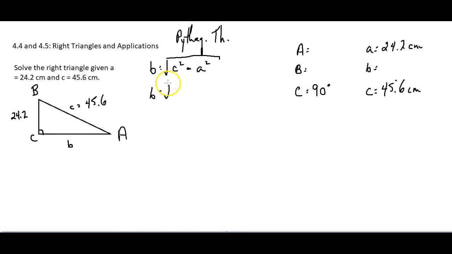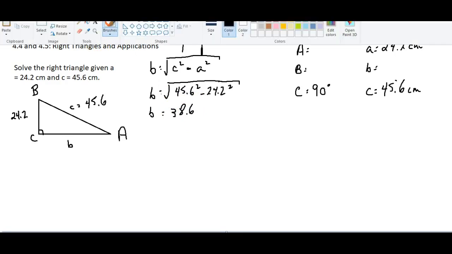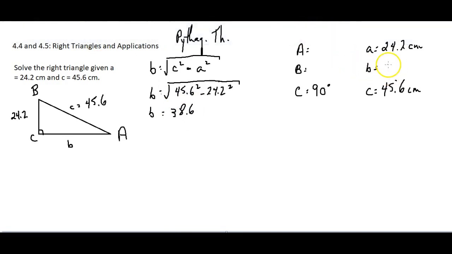Subbing that in, we will get the square root of 45.6 squared minus 24.2 squared. And B turns out to be 38.6. Let me keep track of that in my answers. Okay, so now we can sort of tell a little bit about this triangle.